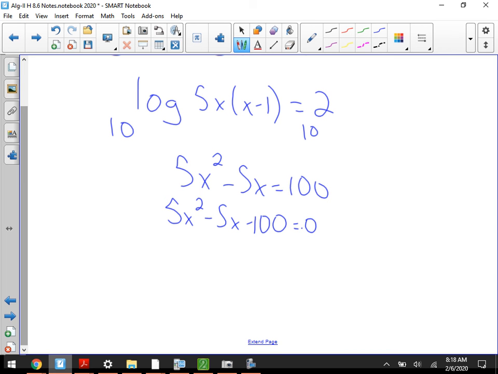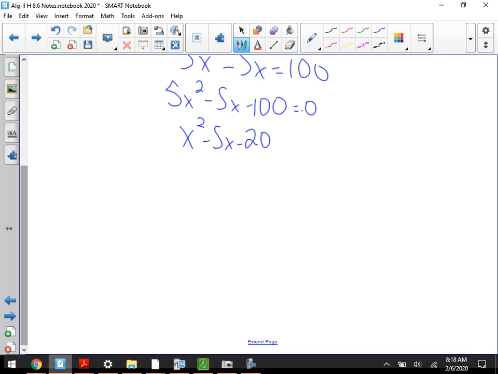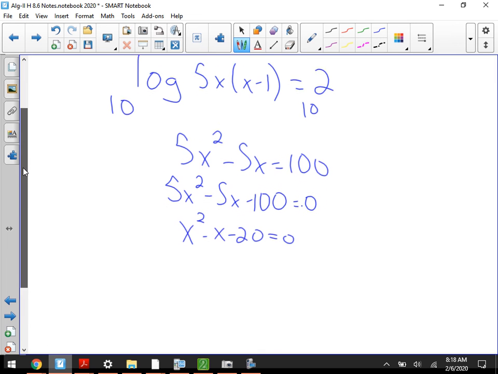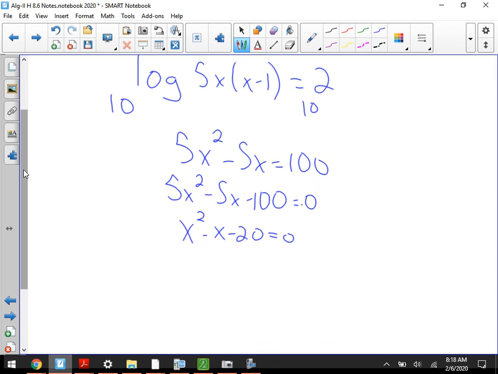Take the 5 out, makes your life a lot easier. Very good. So x squared minus 5x minus 20. Negative 5 more house in the 4.